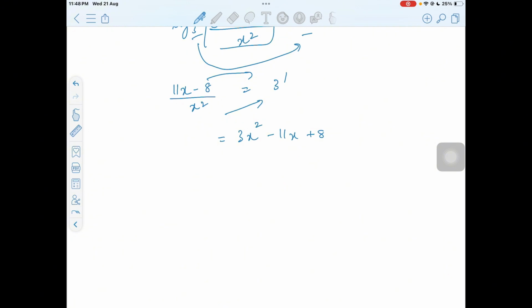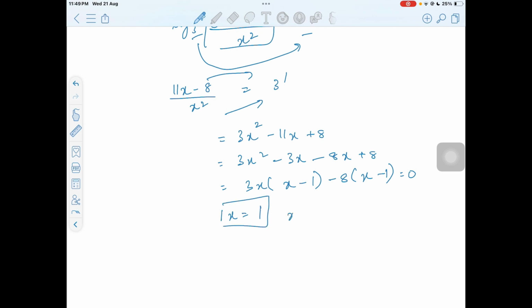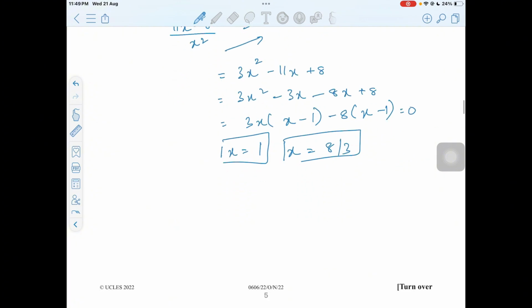And we get our answer as 3x squared, negative 3x, and then negative 8x, positive 8. So this would be 3x, x minus 1, minus 8, x minus 1. So we get our x as 1 and our x as 8 over 3, right? So this would be rejected.